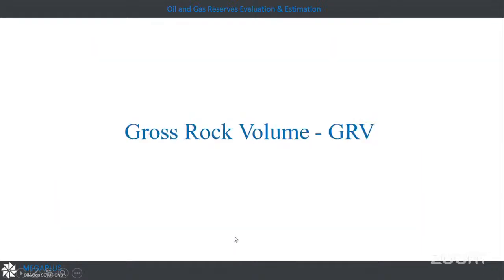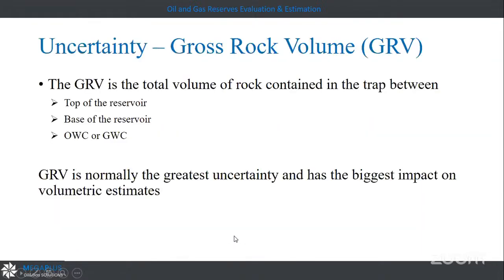And we will start with the gross rock volume. The gross rock volume is the total volume of rock contained in the trap between the top and the base of the reservoir, and we have to respect the oil-water contact or gas-water contact.